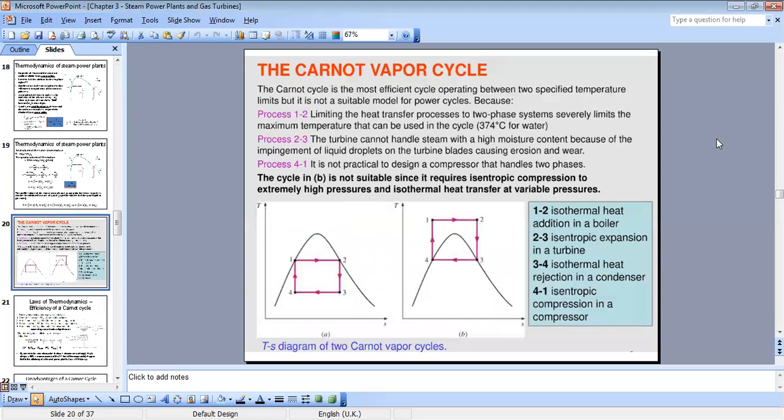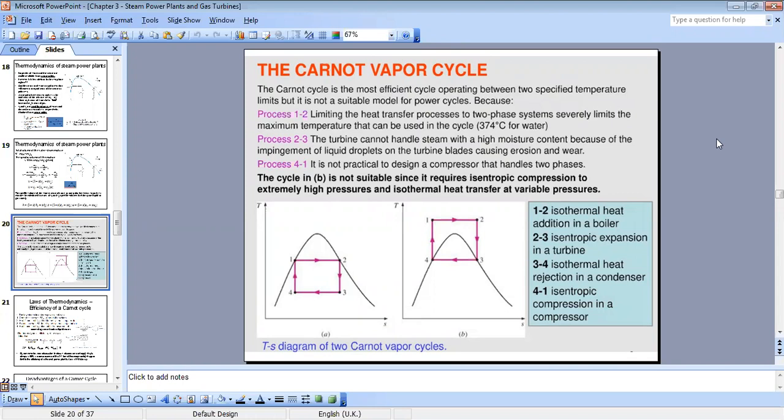Now we will try to move to cycles. Okay? So what is happening in cycles? In cycles, we can change one form of energy to another form. Okay? One typical cycle that is an ideal cycle is the Carnot cycle, which is the most efficient cycle operating between two specified temperature limits, but it's not a very convenient model for power cycles. We will see together why.